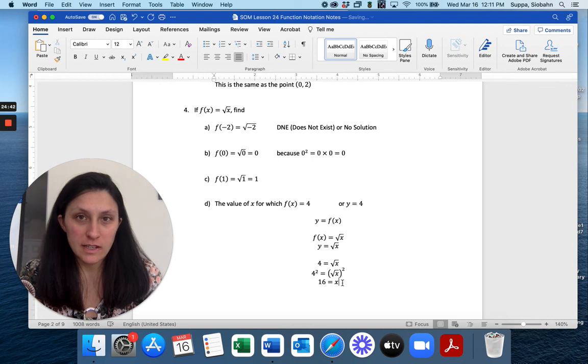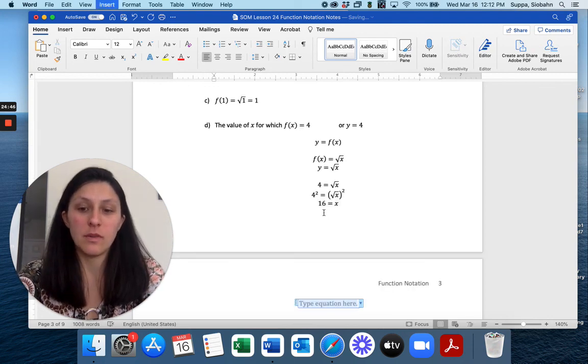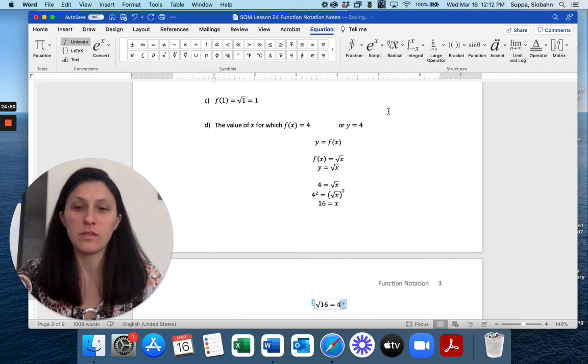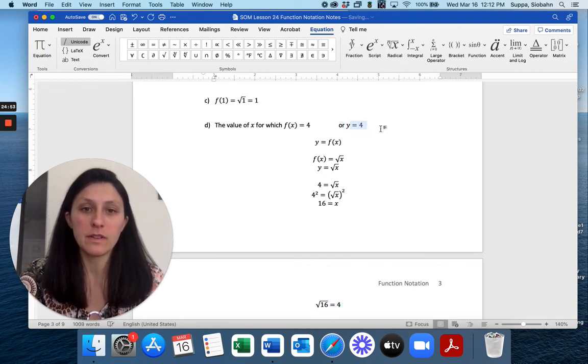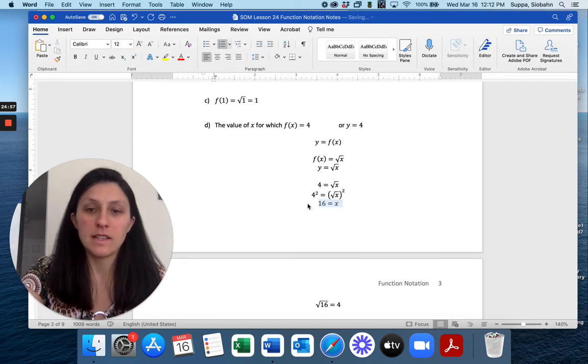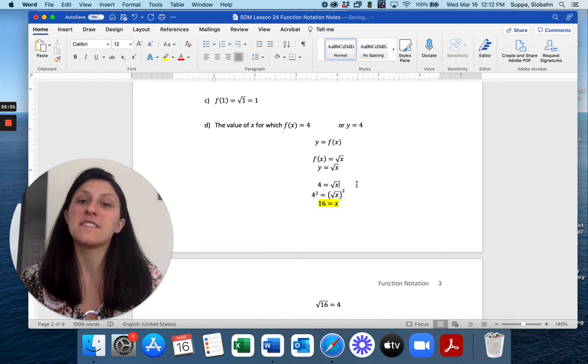And you could always check to make sure. So if that is the right answer, then when you take the square root of 16, you should get 4, because that's what we said the y value is. And we're saying that x should be 16. And so yes, that is true. So there you go. There's your final answer right there. It's x equals 16.